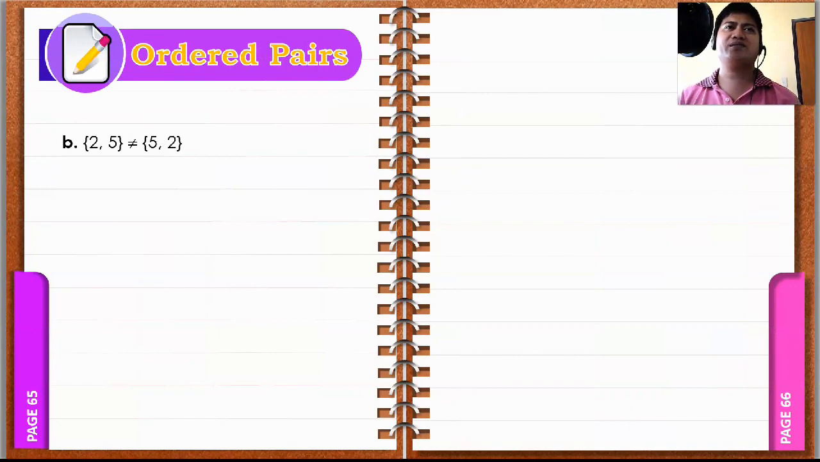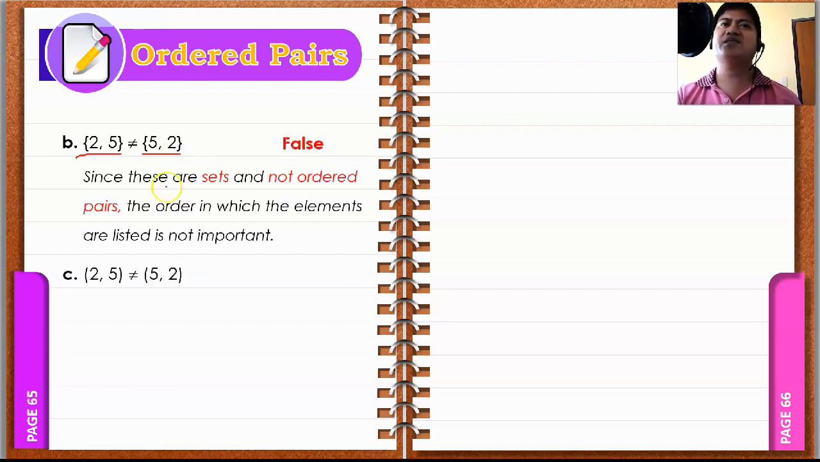How about this one? We have the set {2, 5} is not equal to the set {5, 2}. Is this true? This is false, because set {2, 5} and set {5, 2} are the same. Since these are sets and not ordered pairs, take note we are using the brackets. When it comes to sets, they are equal because the elements of our sets are the same, 5 and 2.